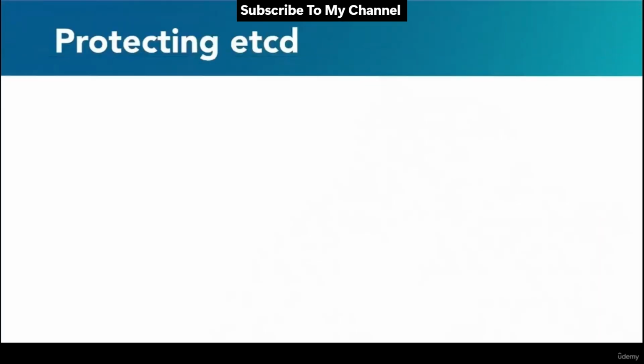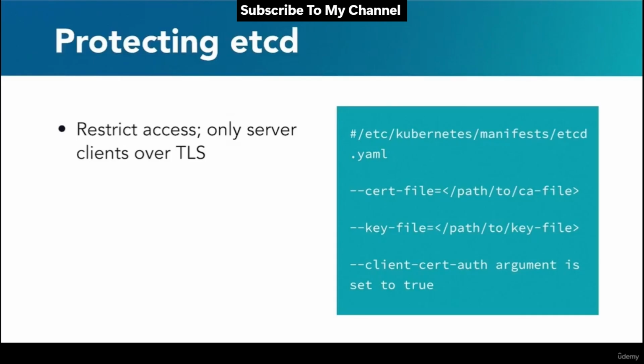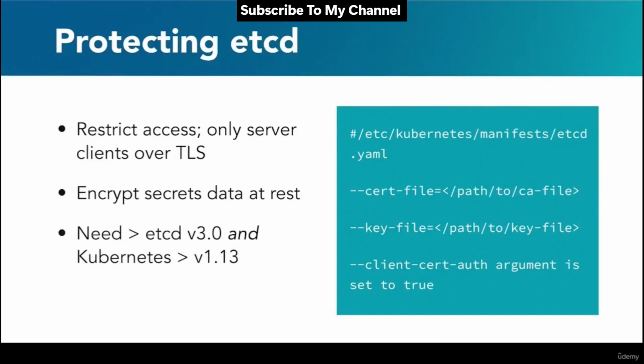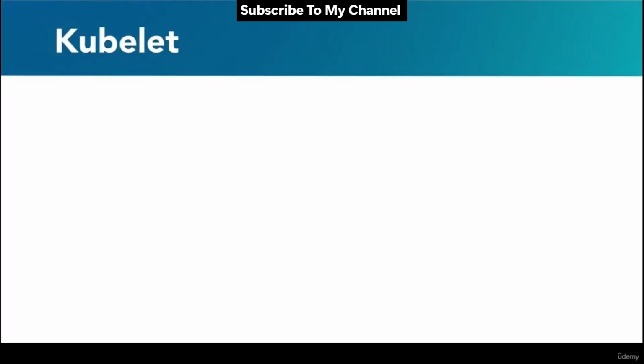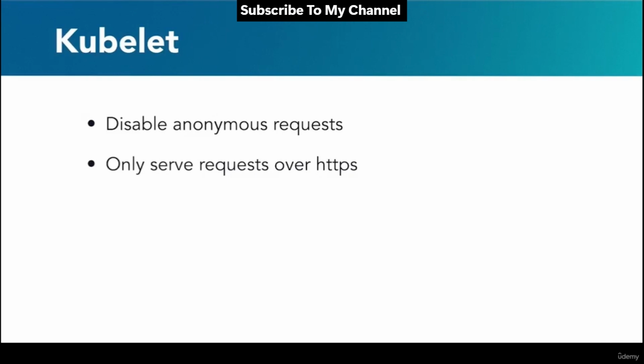You need to protect etcd store. Limit access to it, of course, with the exception of the API server, and only serve clients over TLS. Secrets are stored in the etcd store, so you must ensure that the secret data at rest is encrypted. Starting with Kubernetes version 1.13 and etcd version 3.0 onwards, Kubernetes supports encryption of secrets. By default, Kubelet allows anonymous requests. Ensure that you only allow authenticated and authorized requests. And again, only serve over a secure connection.